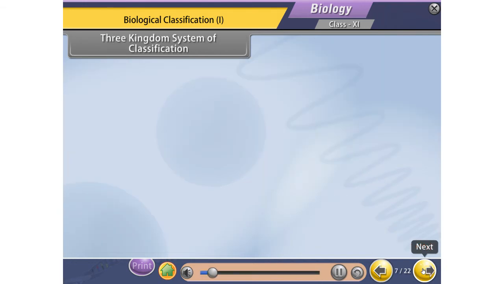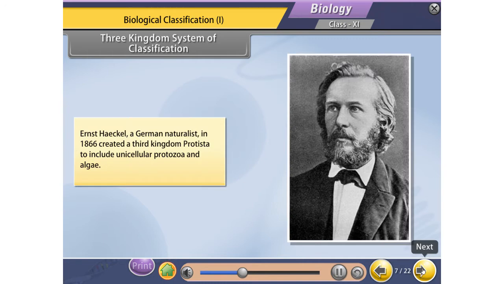3-kingdom system of classification. Ernst Haeckel, a German naturalist, in 1866 created a 3rd kingdom, Protista, to include unicellular protozoa and algae.